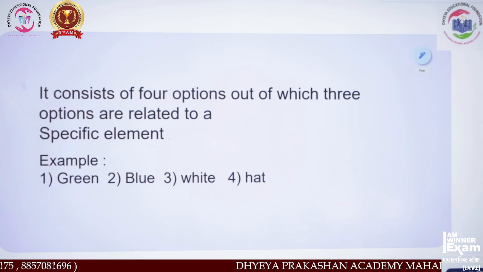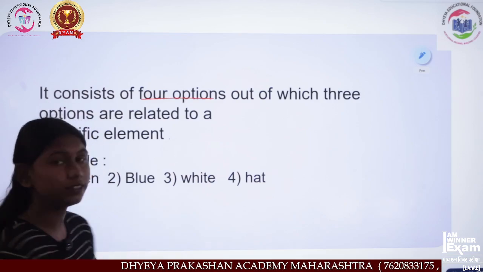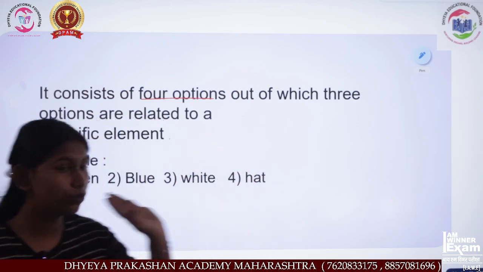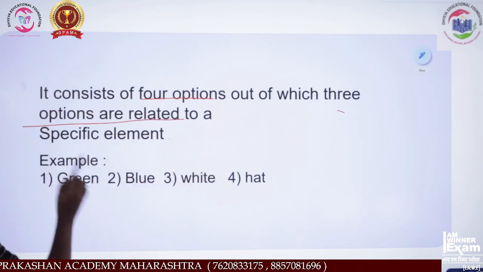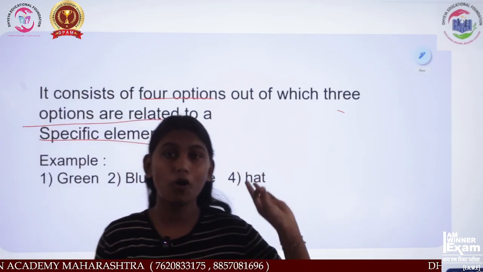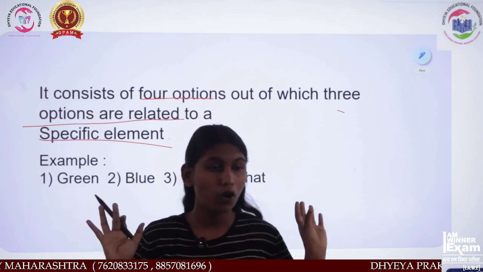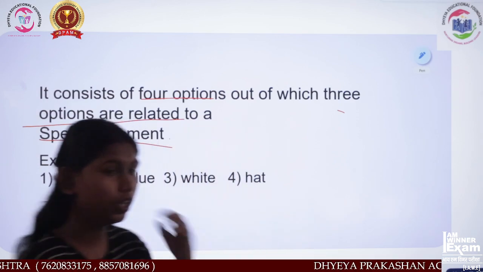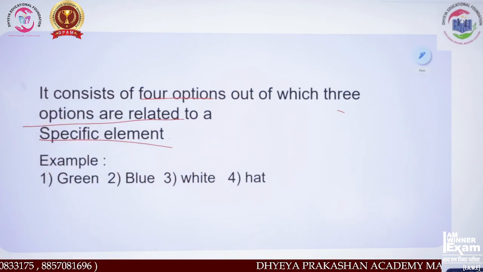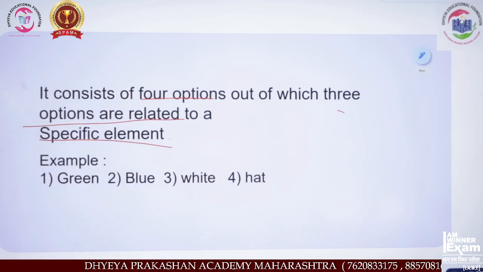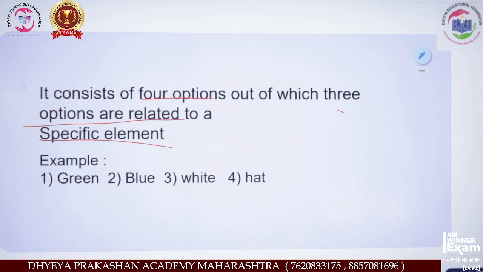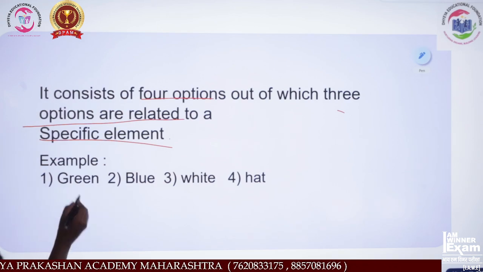Here it consists of 4 options. I just told you that 4 words means 4 options, out of which 3 options are related to a specific element. Means 3 options will be in a group or related to each other. Now we have to find out which one doesn't belong to the group. Now this is the example.